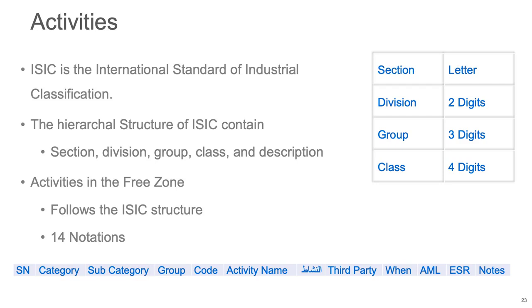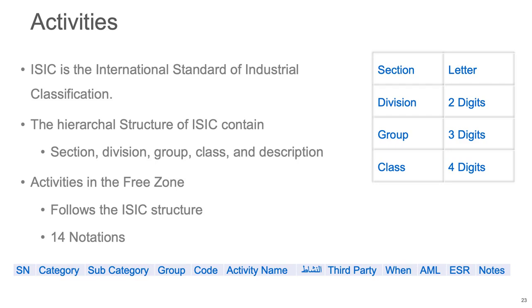Let's conclude by reviewing key ideas discussed in this module. What is ISIC? ISIC is the international standard of industrial classification. Structure of ISIC. The hierarchical structure of ISIC contains section, division, group, class, and description. Activities in the free zone. Activities in the free zone follow the ISIC structure, and it has 14 notations.